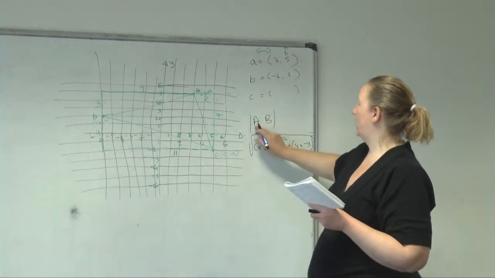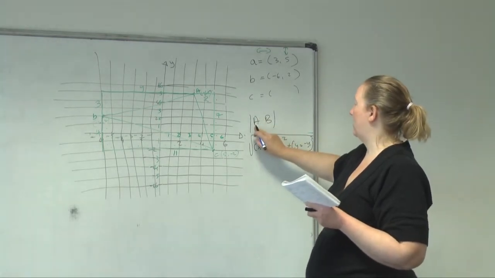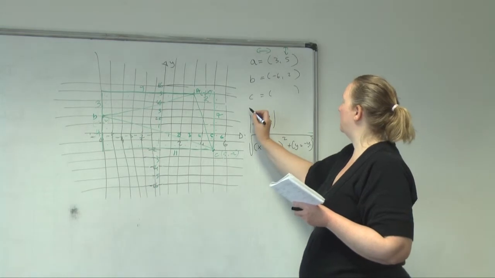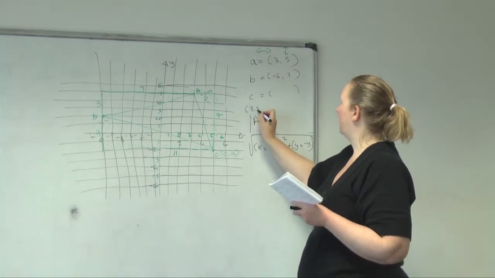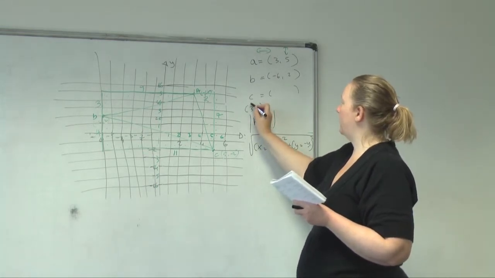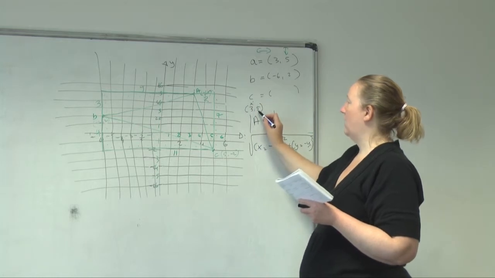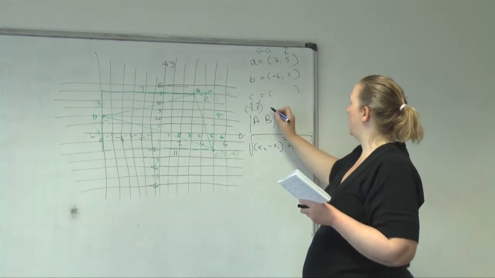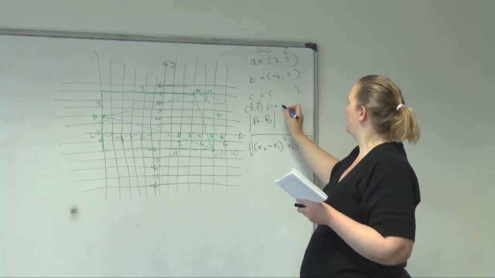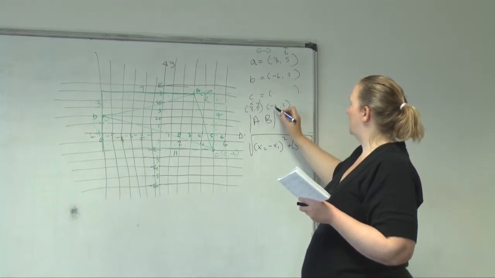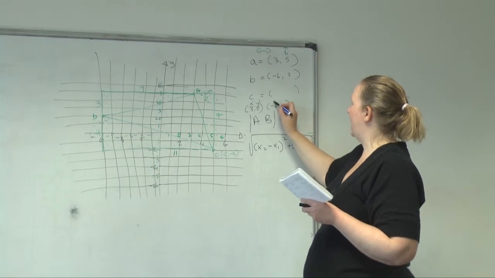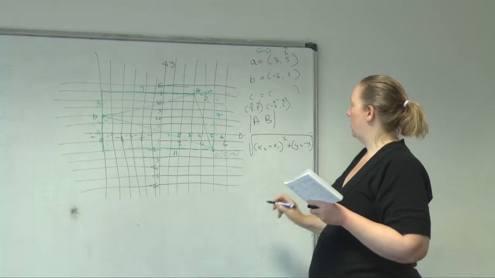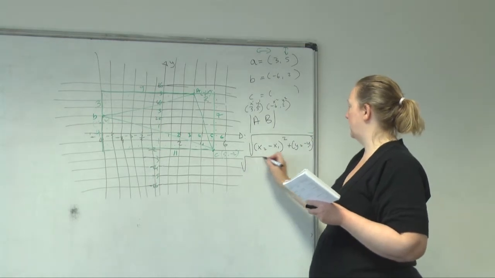Your points, your A, that's your x1 and your y1. So A was 3, 5. So the first number in your A is going to be your x1, and the second number is going to be your y1. B was minus 6, 2. So that's going to be your x2. That's going to be your y2. So you substitute those numbers in here.